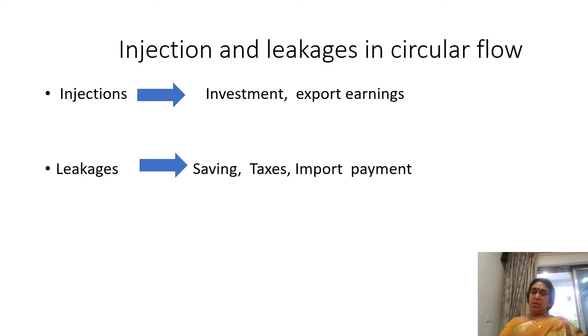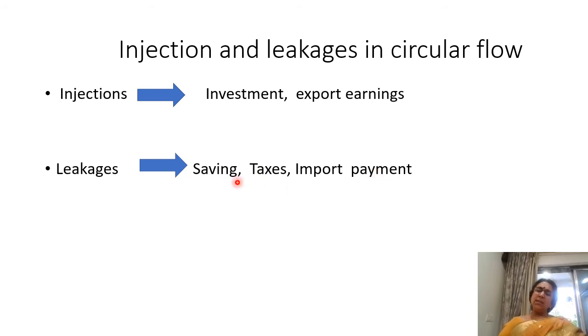When there are injections, remember, there should be some leakage. What do you mean by leakage? Anything which reduces the speed of the circular flow is known as leakage. Again repeating, anything which reduces the speed of the circular flow is known as leakage. What are the leakages? Saving, taxes and import payments.